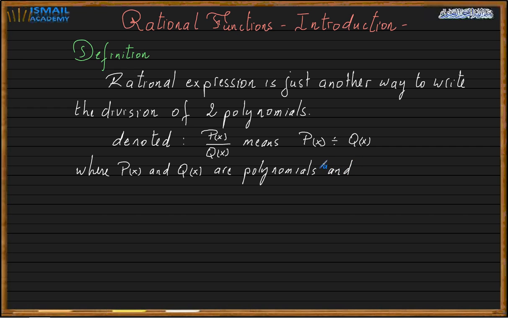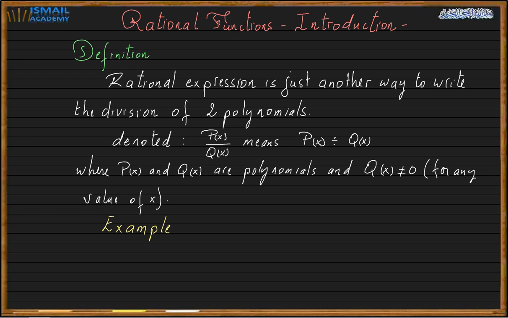We know that every rational number cannot have 0 on the denominator. The same thing applies here, because we have an expression over an expression, and an expression is another form of a number. That means if an expression is on the denominator, this expression should not be equal to 0. So the condition is that q of x cannot be 0 for any value of x.